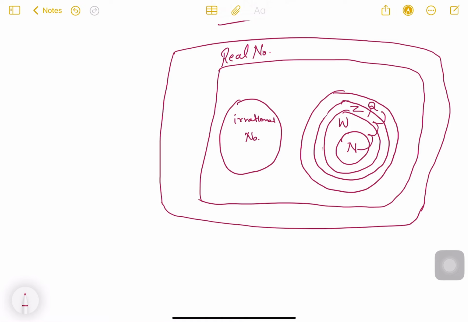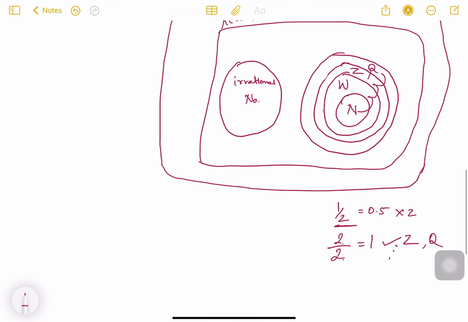For example, if I take 1 by 2, it becomes 0.5, which is not an integer. 1 by 2 is a rational number but not an integer. But when we talk about 2 upon 2, it becomes 1. It is an integer and rational number as well. In this case, 2 upon 2 is integer, whole number and natural number, everything. But when we are talking about integers, if I take minus 1, it is definitely an integer but not a whole number. Similarly, minus 1 is not a natural number either. You got that?